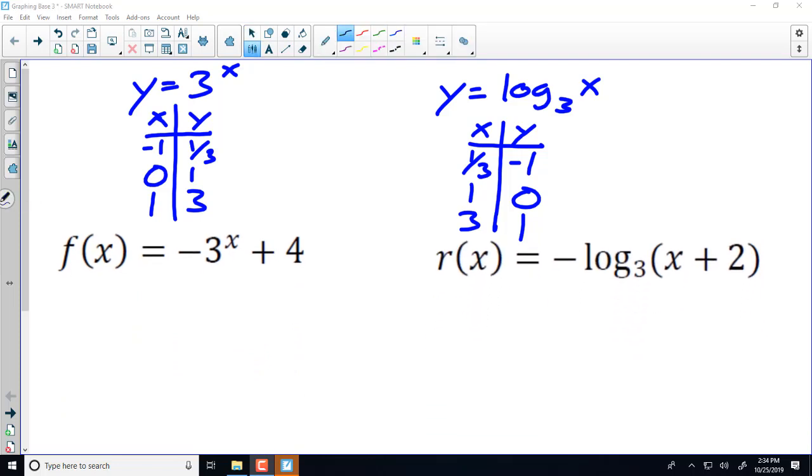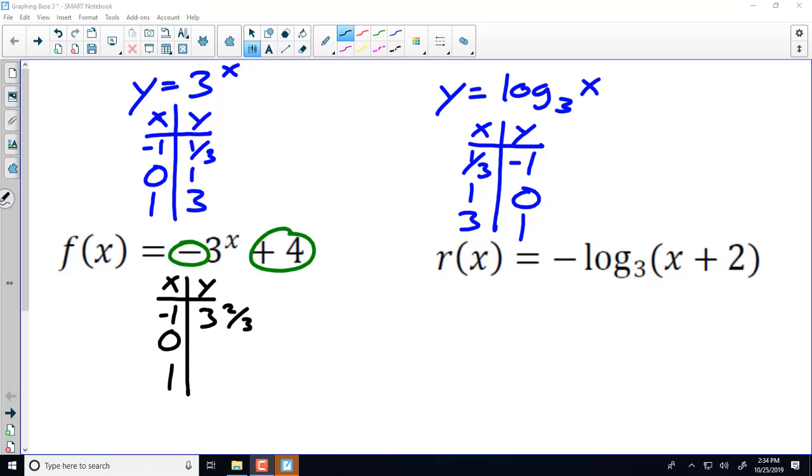Now there's a couple things going on here. We have this minus sign in front, which is going to make all the y values negative. And then because of this plus 4, we're going to add 4 to them after we make them negative. So we're not actually going to change the x values at all. So those are just going to stay as negative 1, 0, and 1. But every y value, you first make it negative, then add 4. So if we make 1/3 negative and then add 4, we get 3 2/3. If we make 1 negative, negative 1 add 4, we get 3. And if we make 3 negative, negative 3 and add 4, we get 1. So we get three ordered pairs on that graph.